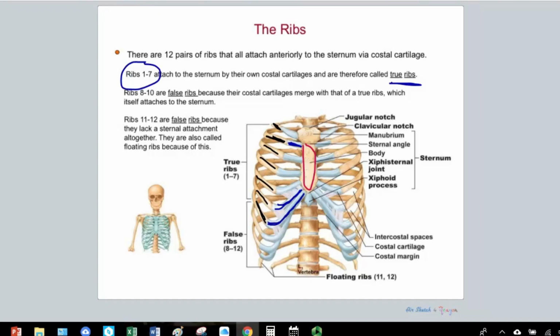Even with 6 here, you can see it has its own costal cartilage, and here's 7 that has its own costal cartilage. Now, ribs 8 through 10 are false ribs because their costal cartilage does not connect directly to the sternum. Here's ribs 8 and 9, their costal cartilages come over here and they merge with the one above it. So these are false ribs. And then ribs 11 and 12 are also false ribs, but these are complete floating ribs. They don't have any costal cartilage associated with them.